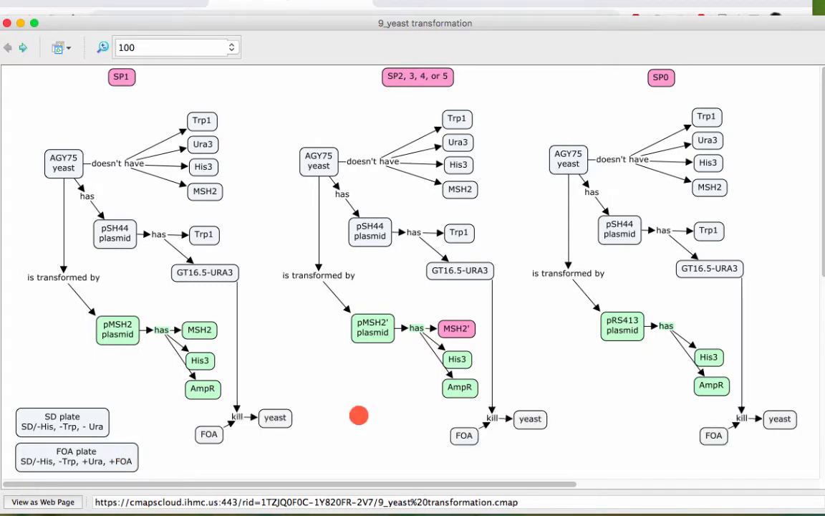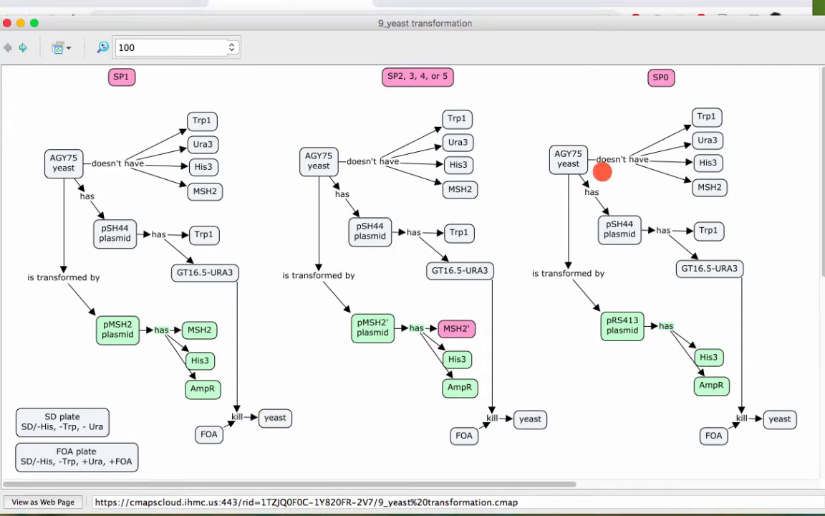FOA. Based on the FOA map that you have already made, you already figured out that a functional URA3 gene in combination with FOA is going to generate a toxin that's going to kill the yeast. So then there's not going to be any growth, right? So if we look at the situation in SP1, we have MSH2 that repairs the URA3 gene to ensure that the URA3 gene is functional. So under this condition, the yeast will be killed, so we expect very little growth.